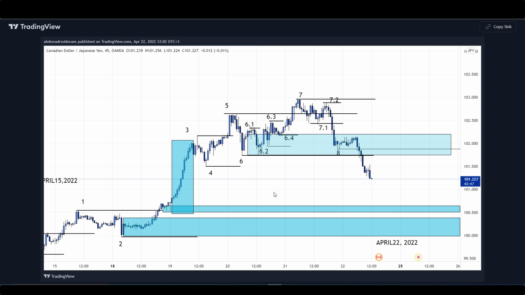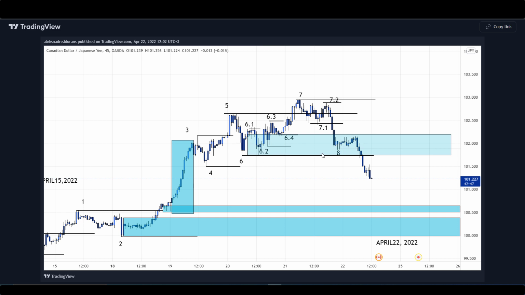The 45-minute Canadian dollar versus the Japanese yen. He actually numbered the relevant highs and lows, and in the observations that he sent me, he was wondering which highs and lows belong to the major and minor flow of this market. In my opinion, he made a pretty decent job at identifying the major and minor highs and lows, and in the end, he reached the conclusion that it would be a good idea to buy in the demand zone coming out of number 6 and 6.2.